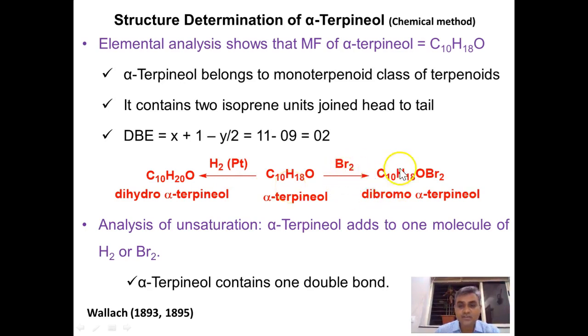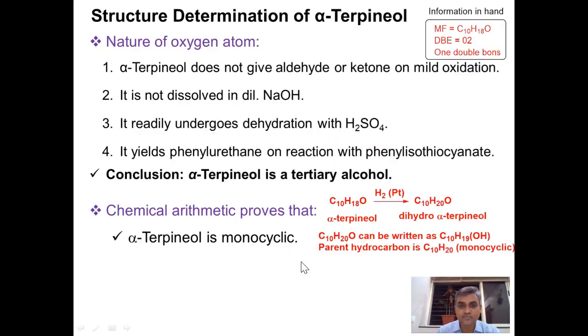So consumption of one molecule of hydrogen indicates that alpha terpineol contains one double bond. A similar kind of evidence is obtained from bromination. Alpha terpineol adds only one molecule of bromine, therefore alpha terpineol contains only one double bond. So in this way we have reached a very important structural feature of alpha terpineol: out of 2 unsaturations, we have accounted for 1 degree of unsaturation due to the presence of a double bond.